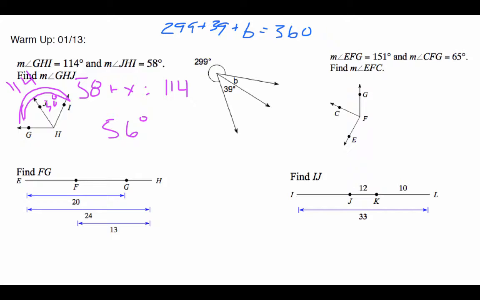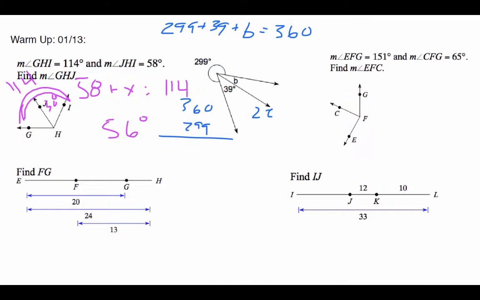Or we can say 360 minus 299, so that would be another way, and solve for that. But ultimately what you'll have to come up with is the fact that b equals 22. And you just solve that basically by walking through that.